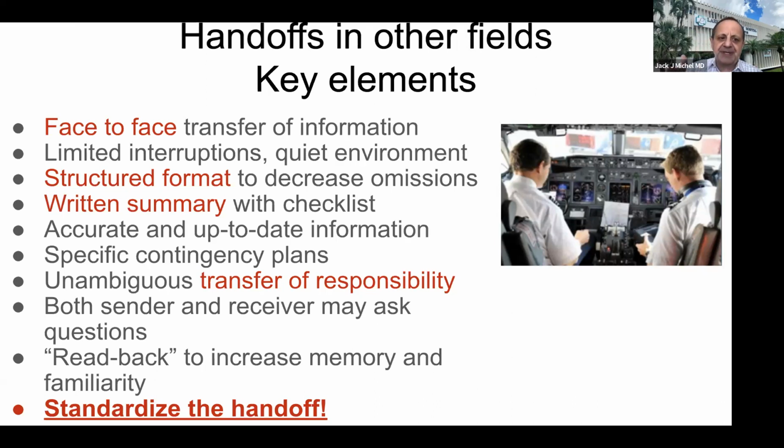So there has to be a specific contingency plan, kind of like what happens between airplane pilot and co-pilot. If this happens, what do we do? Not that we're going to figure it out on the fly. Unambiguous transfer of responsibility, right? The pilot knows that he's a pilot. There's no question that he's the pilot. Same thing. You took over responsibility. It's your plane. So now you can't say, well, it's not my patient. I'm just covering. You're the pilot.